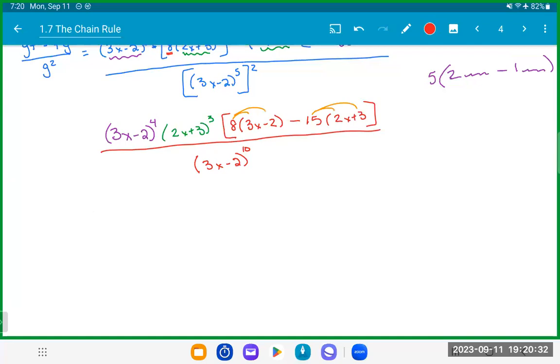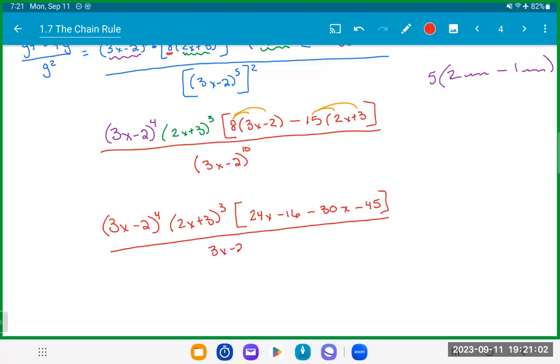So let's rewrite the 3x minus 2 to the 4th times 2x plus 3 cubed times 8 times 3x is 24x minus 16 minus 30x minus 45. All of that divided by 3x minus 2 raised to the 10th. So we just have one more step of simplifying what is in our brackets here.